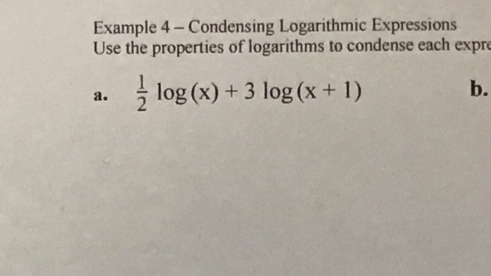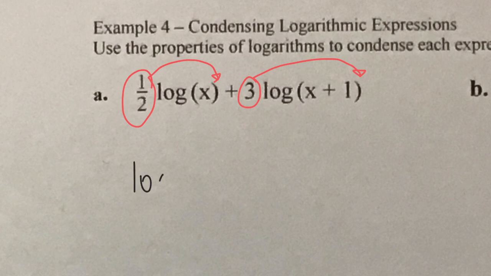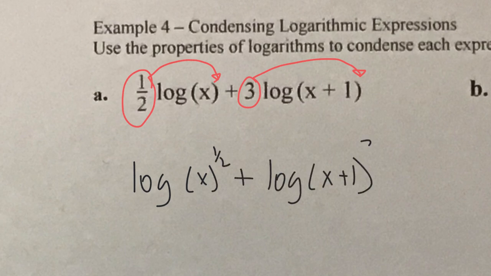So condensing, first we take your multipliers, like this 1/2, and we turn it into a power. And this 3 as a multiplier gets turned into a power. Okay, so first we get rid of any multipliers and make them into powers. Log of x to the 1/2 plus log of x plus 1 to the third power. Okay, so products become powers. That's usually what we do first.